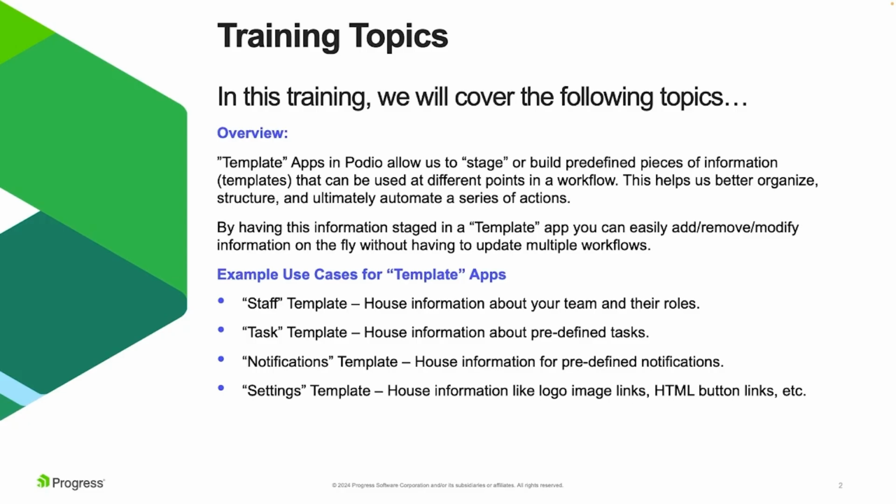Task templates is hugely popular if you've got some kind of projects application and it's got a series of predefined tasks that happen at certain stages. Having those tasks staged out in a task playbook or task template app is really helpful in terms of managing those things. We can do the same thing for staff or team templates. Same thing for settings, and you'll see here in the demo when we get to it how we're using a settings template app to house different pieces of information that, again, can be used in workflows later on.